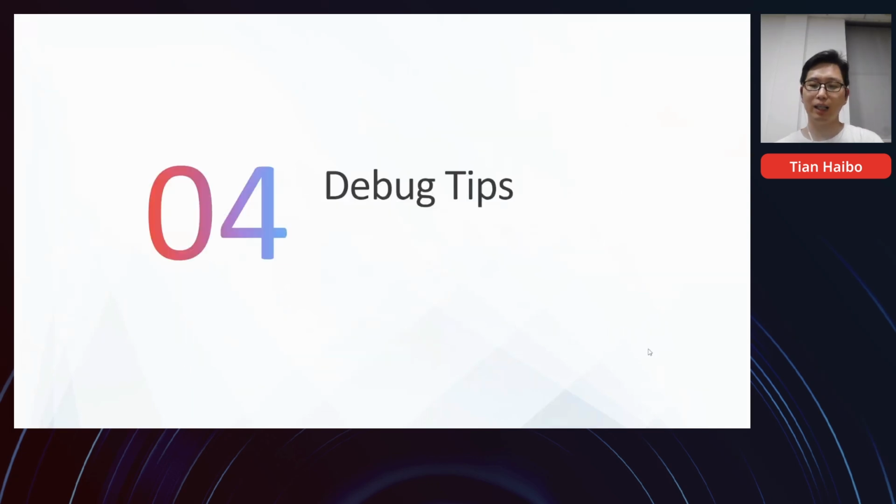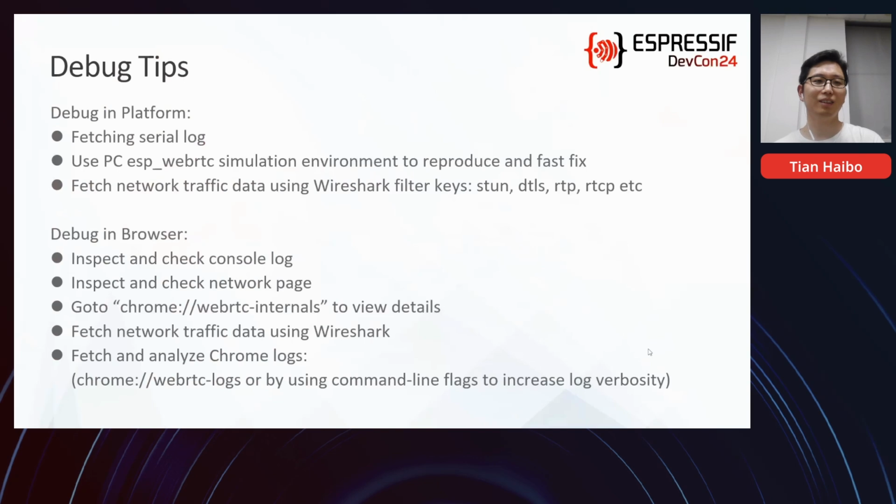Finally, let me share some debug tips. There are two tips: one is on the platform part, another is on the browser part. On the platform part, you can typically fetch the server log to analyze it. Another thing is that you can also fetch network traffic data using Wireshark and filter by use case during different stages. Like when checking the network for connection build-up issues, you can use the filters STUN and DTLS. And during the media data transfer stage, you can use RTP and RTCP to filter it.